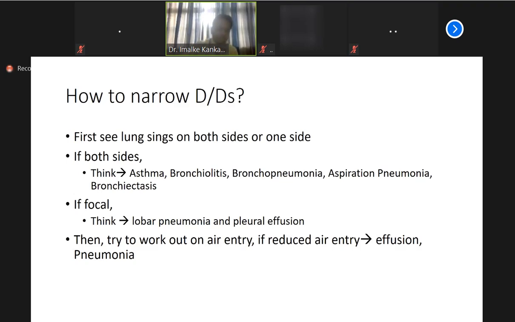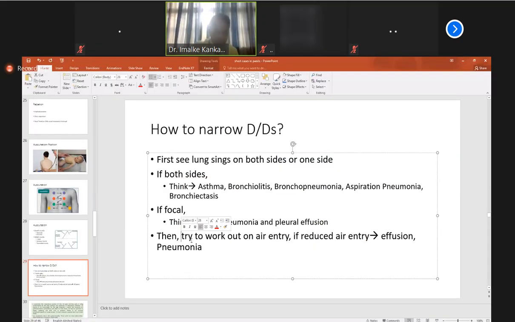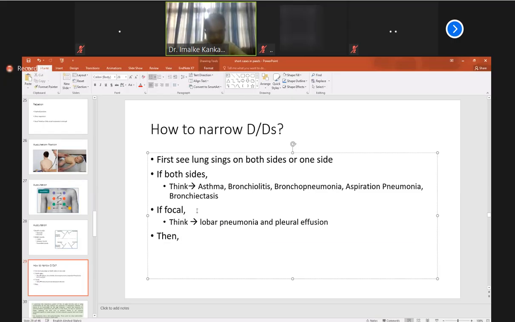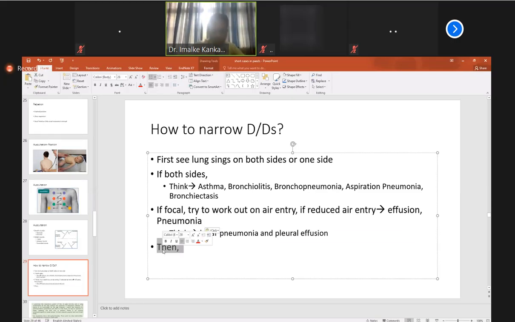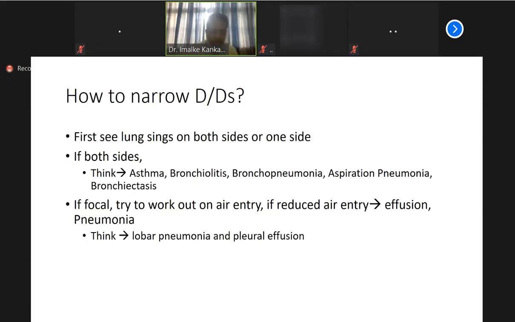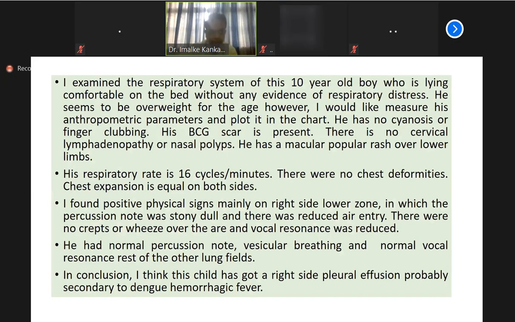Now, if it is focal, you will know it's focal because it should not be there. It should come to here, right? Yeah. If focal, try to work out the air entry. If reduced air entry, effusion, pneumonia. Think about lobar pneumonia and pleural effusion if there's only one side. So this is how you can present.